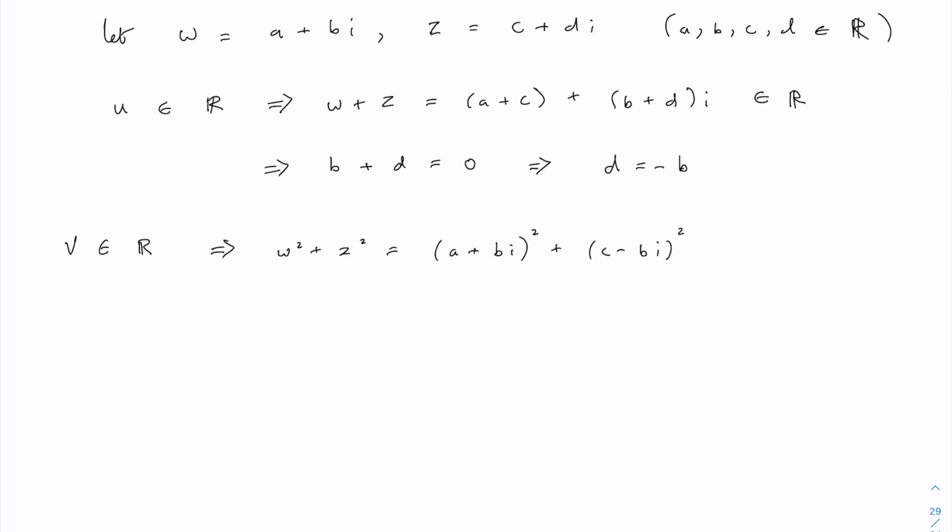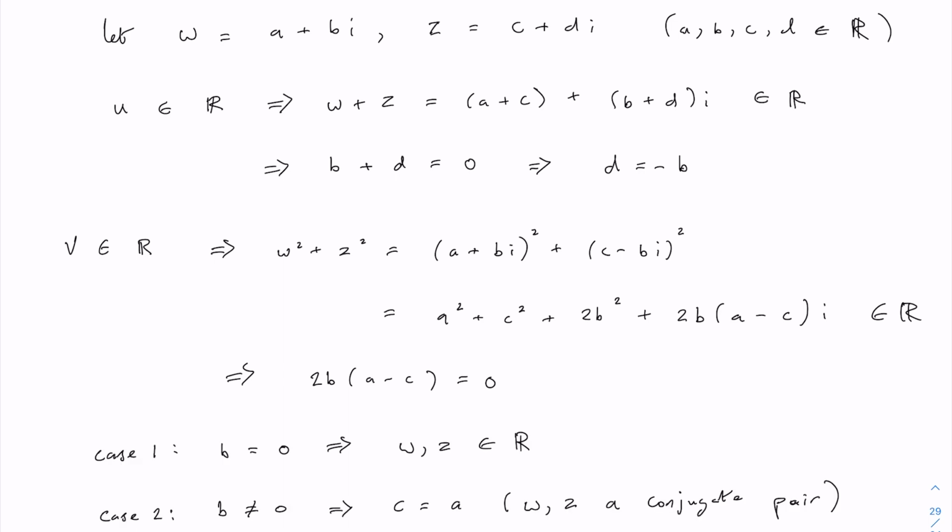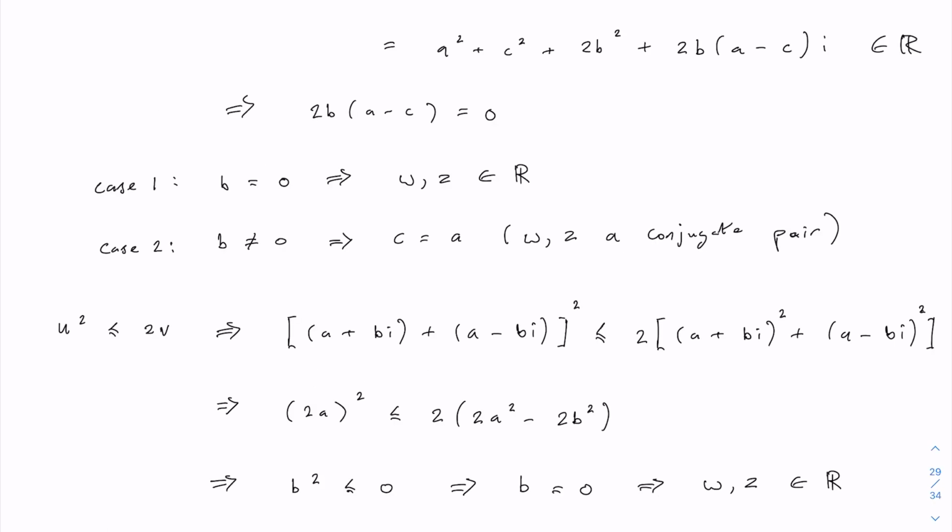So v being real implies that w squared plus z squared is real, and that implies that this expression in terms of a, b and c now must have an imaginary part equal to 0. So we get that 2b times a minus c is equal to 0. There are two possible cases here. In the case b is equal to 0, then we're done, because the imaginary parts of w and z are both 0, and so both are real. In the second case, a is equal to c, so the real parts of w and z are the same. In that case, we have a complex conjugate pair. Then arguing from the other premise, which is the inequality, with the numbers in this form, it can be shown that b must be equal to 0.